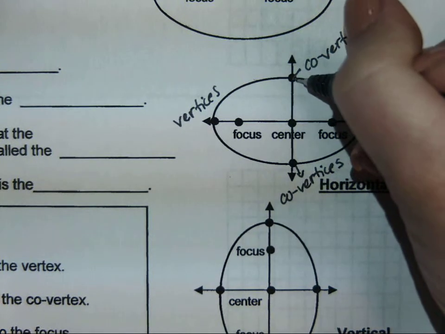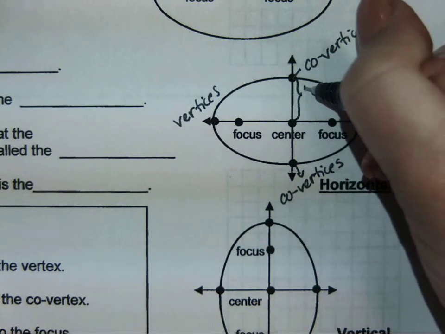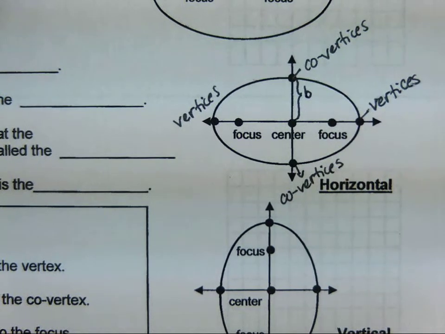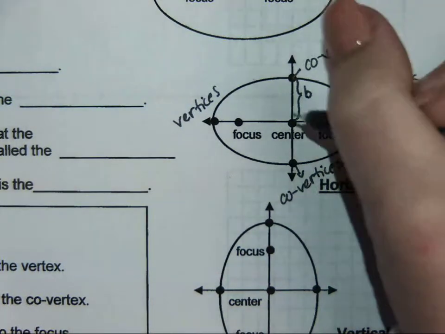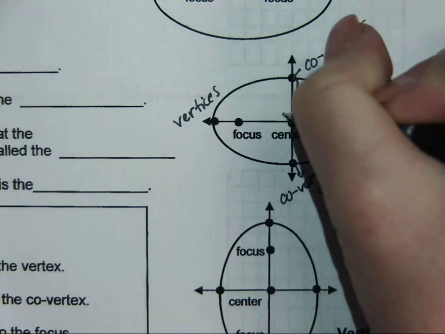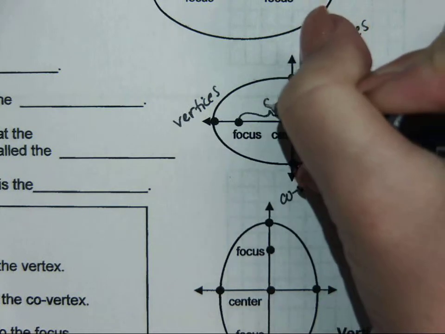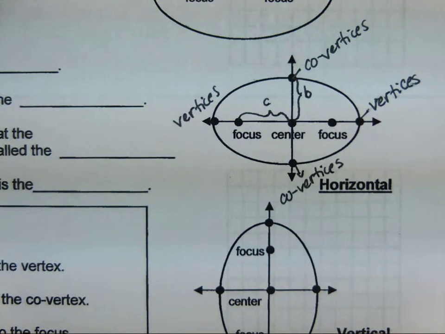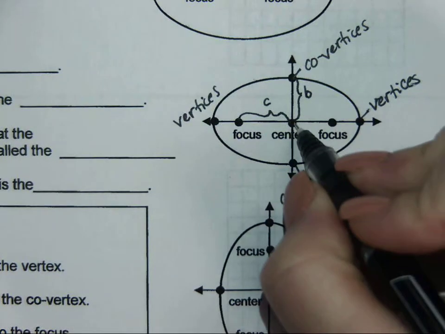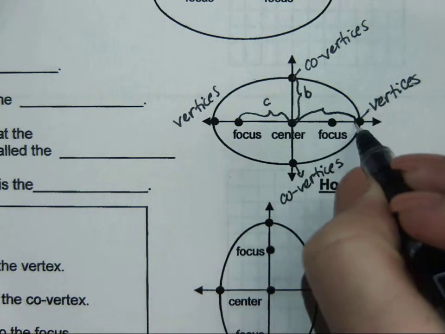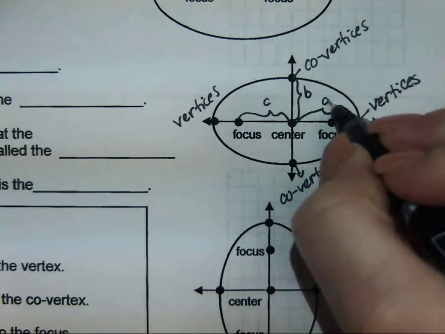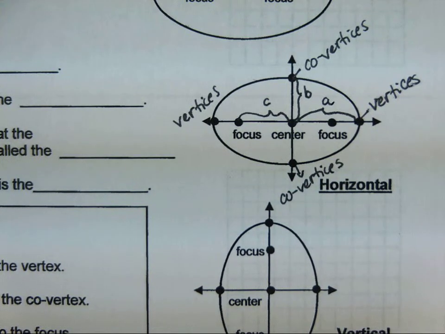So the distance from the center to your covertex is the value b. The distance from your center to your focus is the value c. And the distance from your center to the farthest distance away, which is your vertex, is the distance a. And so you have all these different pieces of your ellipse.